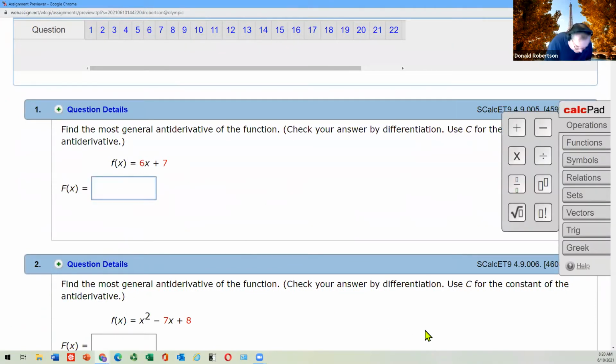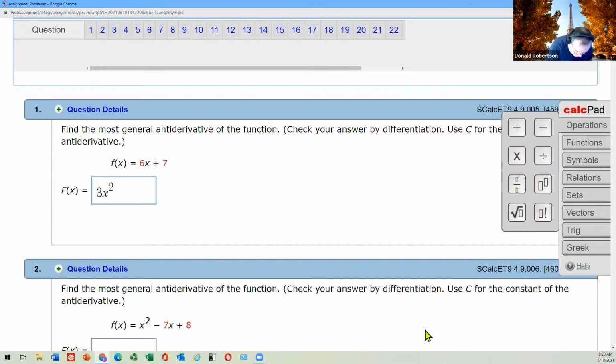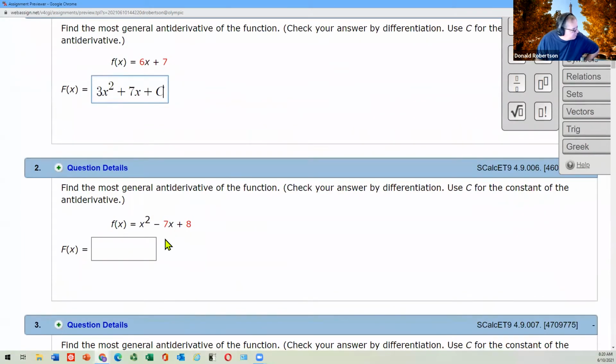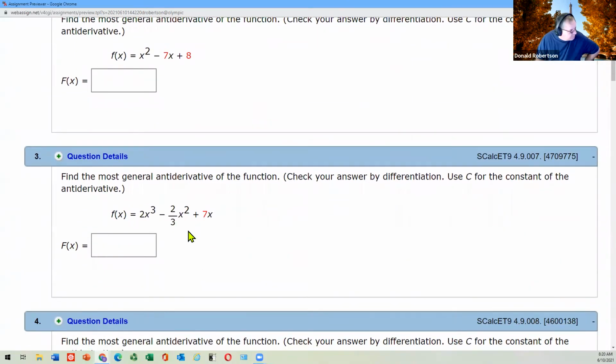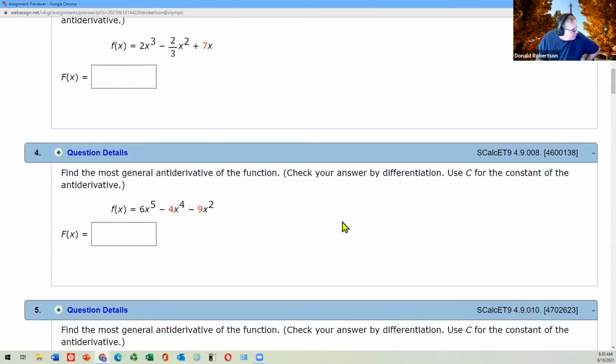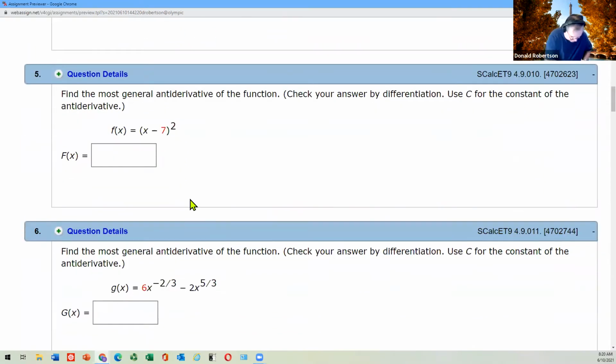We want to find the antiderivative of that guy, 3x squared plus 7x, add the c. Pretty quick, right? I know there are a lot of questions, but half of them are actually as quick as that one. Okay. Add 1 to the power, divide by the new power. Okay. Let's start with that one then.